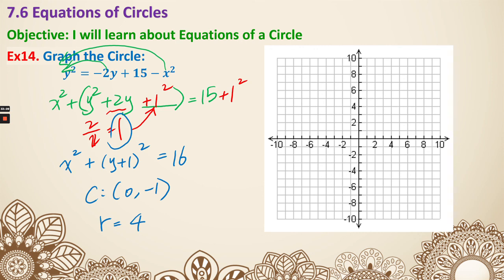So in order for us to graph a circle, of course I need to identify the center and the radius. Center is at 0, -1. Radius is 4, so 1, 2, 3, 4, that's a point on the circle. 1, 2, 3, 4, that's another point on the circle. 1, 2, 3, 4, another point, and 1, 2, 3, 4, right there. So I have 4 points. I can roughly connect them to actually make a circle.